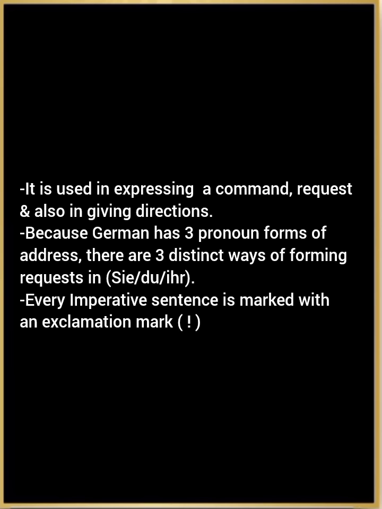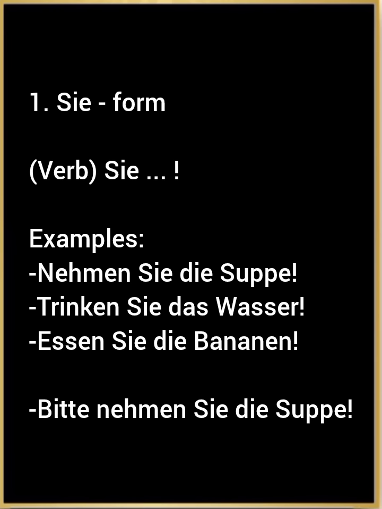All right, then let's begin with the first one. Let's see how to form the request in the Sie form. The command or request in the Sie form is formed by beginning with a verb followed by Sie. It is as simple as that. You begin with your verb, and you know very well that verbs in the Sie form always end in en or n, depending on the type of verb. So it's simply begin with the verb followed by Sie.